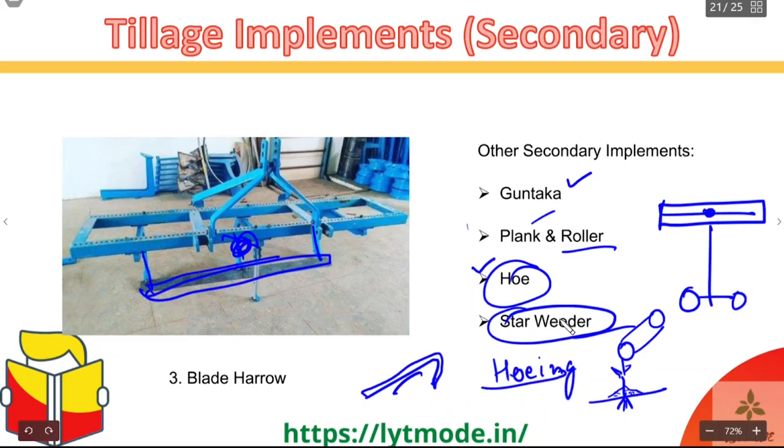Okay, then there is a star weeder which is again used manually. So it looks something like this, and then each of them has a, yeah. So you must have seen this also in farms, not just in India, but in farms abroad as well. This kind of an implement has star kind of arms in front of it, and this is used to remove all of the weed in the field. Okay, so this is a star weeder.